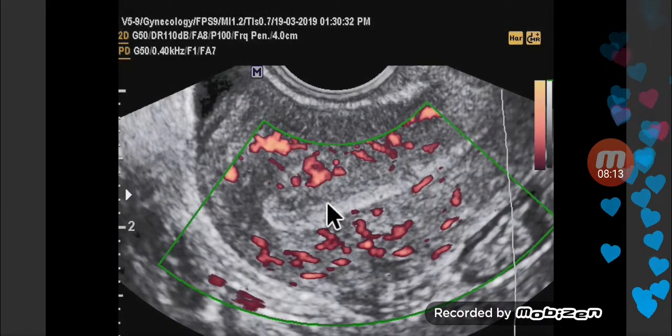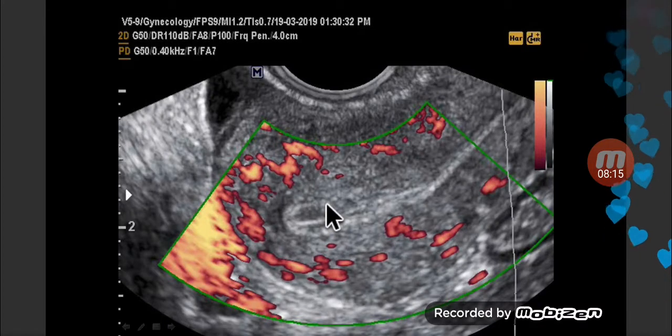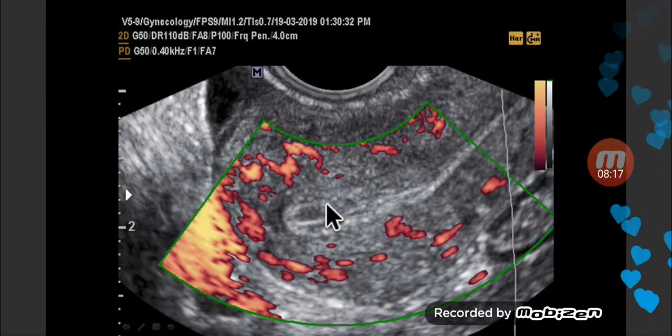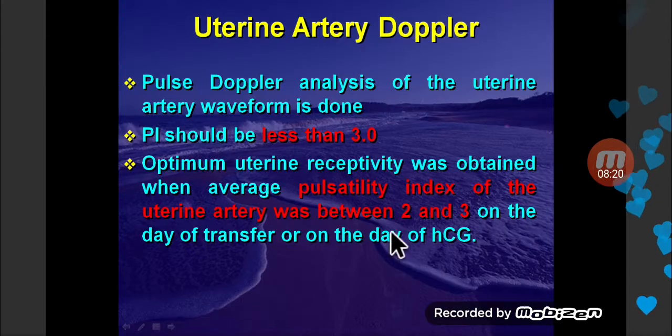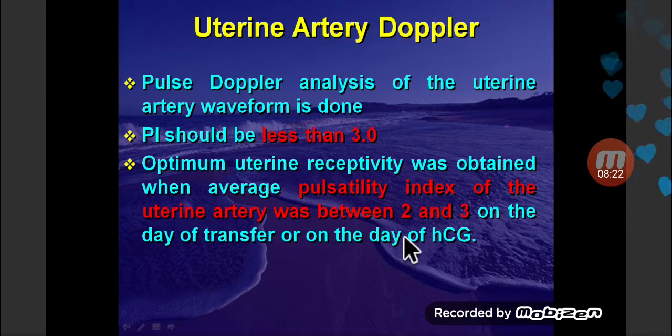Then you're going to be insonating your uterine arteries, and the PI should be less than 3. A PI between 2 and 3 on the day of transfer or when you're planning to administer HCG is absolutely fine.